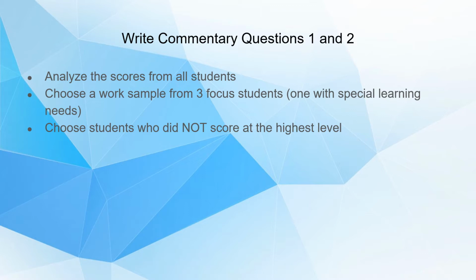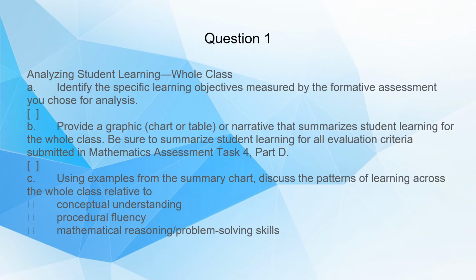And you're going to choose a work sample from 3 of the focus students, 1 with special learning needs. Choose students who did not score at the highest level. That's very important because you're not going to have anything to say if they did everything correctly. So you want to choose 3 students who struggled with something. Okay, now you're ready to go to the commentary to answer question 1.